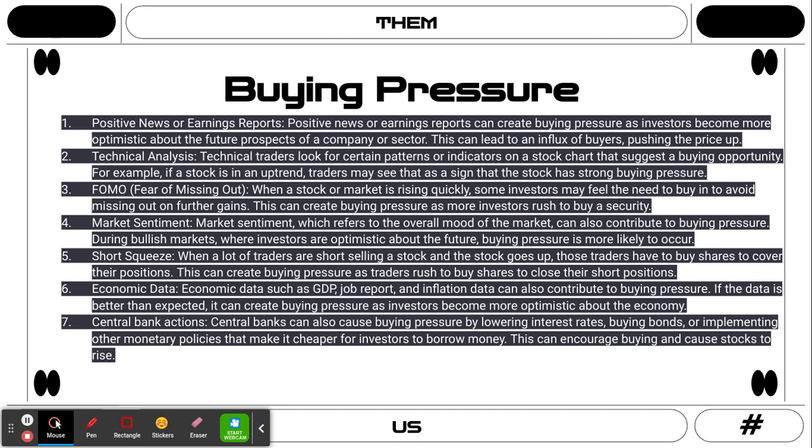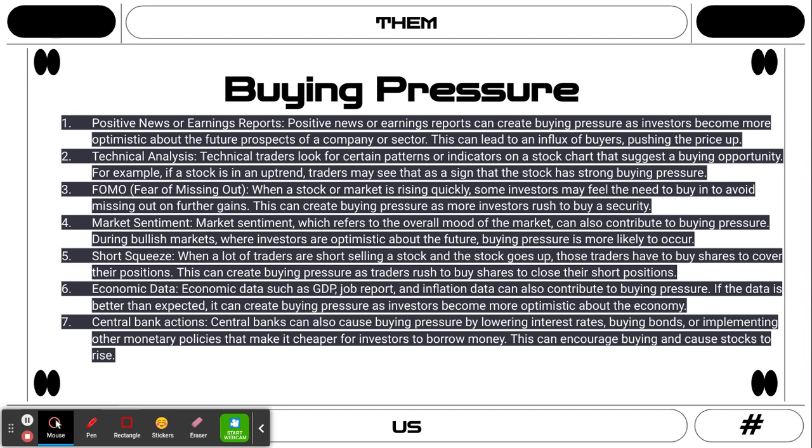Economic data. Economic data such as the GDP, the job report, and inflation data, CPI, can also contribute to buying pressure. If the data is better than expected, it can create buying pressure as investors become more optimistic about the economy and the future market. Central bank action. Central banks can also cause buying pressure by lowering interest rates, buying bonds, or implementing other monetary policies that make it cheaper for investors to borrow money. This as well can encourage buying and cause stocks to rise.